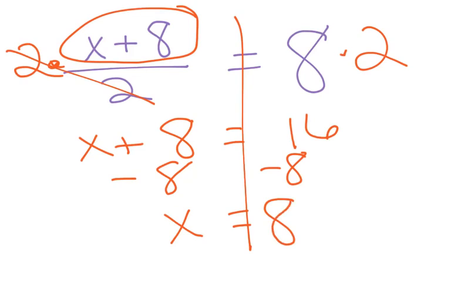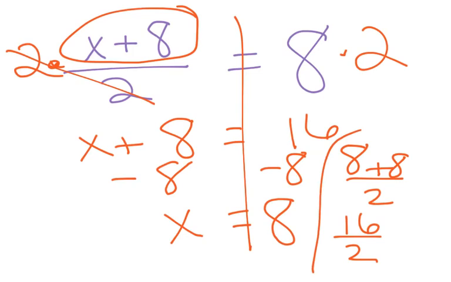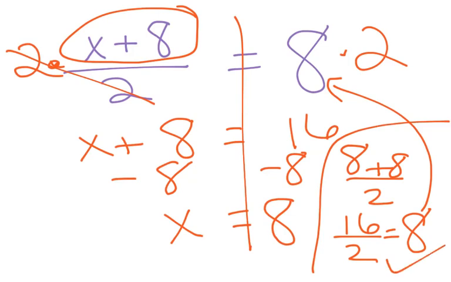My original problem had plus 8 over a 2 like this. I've got to put an 8 in that blank. That's 16 divided by 2, which is 8, which is what was on the other side, so it checks out as well. So I'm getting the correct answers on these.